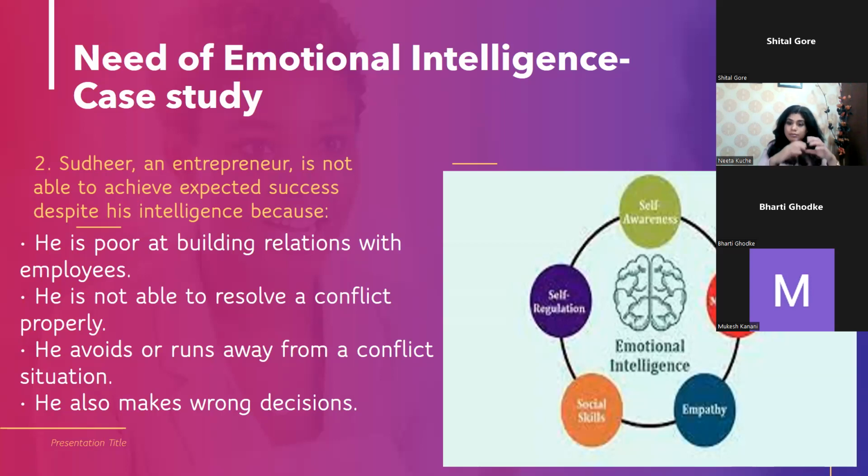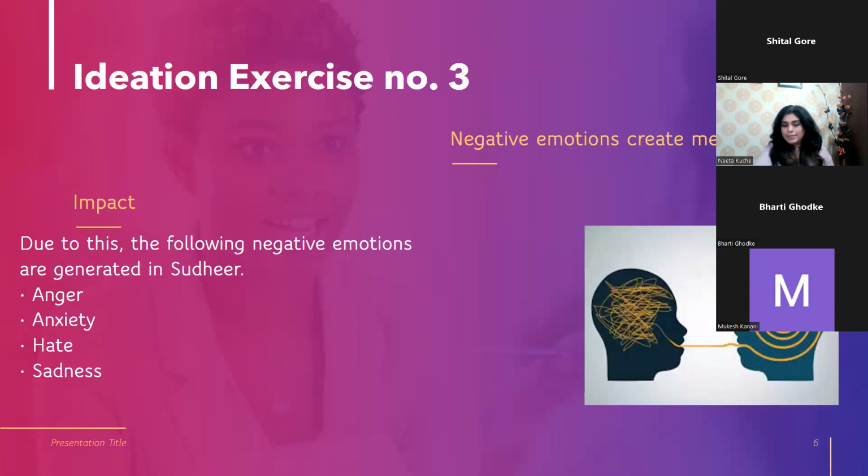Now, these are, you may say, situations or reasons. Now, let's move on. What are the impacts if he is not able to manage things like conflicts and building some kind of relationship with employees and all? So what will be the impact of it? Basically, because of that, some kind of negative emotions are getting created in his mind, like anger, anxiety, hate, sometimes sadness. And because of these negative emotions, everyone knows, whenever any kind of negative emotion comes to your mind, your energy level goes down automatically.